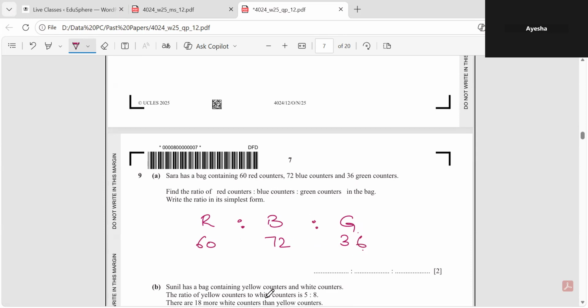So let's simplify it. If we keep on dividing it by a simple number, we can start with even 2. So 2 times 30, 2 times 36, and 2 times 18. Again, simplify. Even we can directly divide it by 6. 6 5s are 30, 6 6s are 36, and 6 3s are 18. So the final answer is 5 ratio 6 ratio 3.